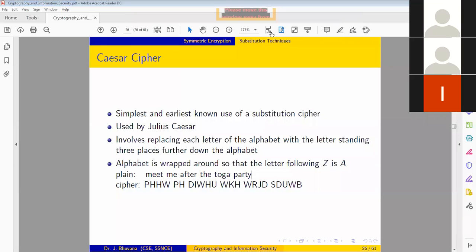So this Y will be replaced by B. It means that Z, A and B. The third letter in a circular manner is B. Okay, so that is how the Caesar cipher works.